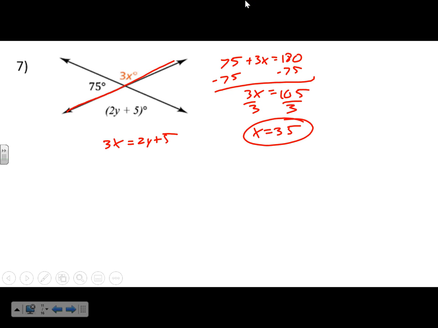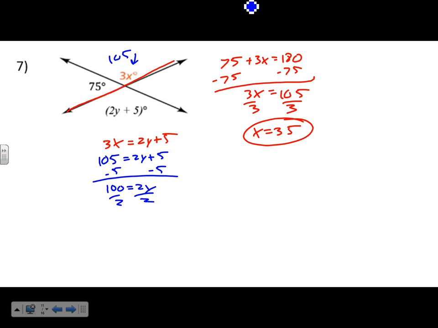Now to find y, we have to sub that x back into here. So 3 times 35, that's 105. It is equal to 2y plus 5. So again, subtract 5. 100 is equal to 2y. Divide by 2. Y is equal to 50. And I guess I should specify that y is not 50 degrees because you'd still have to sub in 50 for this y. Same thing, x is not equal to 35 degrees because you'd have to sub it in for this x.